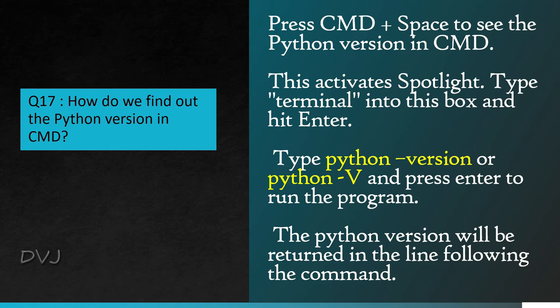Type terminal into this box and hit enter. Type python --version or python -V and press enter to run the program. The Python version will be returned in the line following the command.